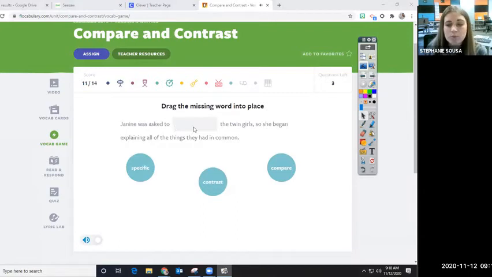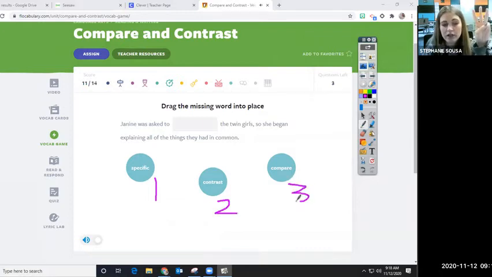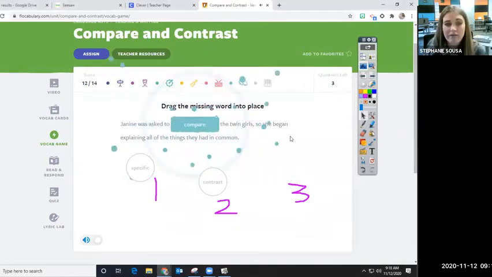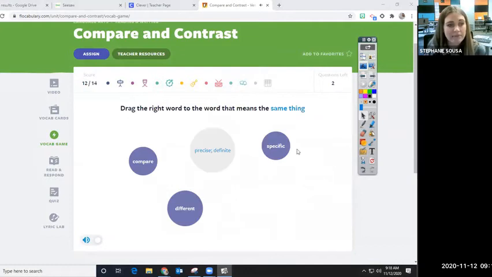Janine was asked to blank the twin girls. She began explaining all of the things they had in common. Common means the same. So was Janine asked to be specific twin girls? Was she asked to contrast twin girls? Was she asked to compare the twin girls to show what they had in common? Good. We're learning now. Compare. Compare does mean they have things in common. Excellent. 2 more.